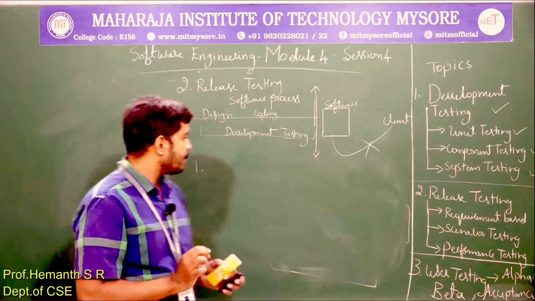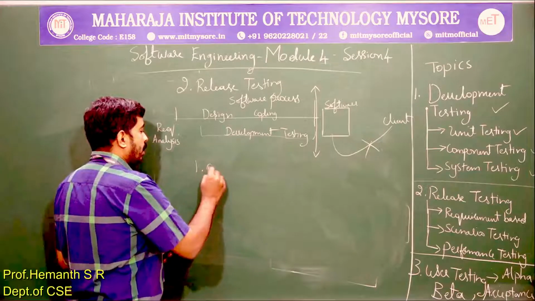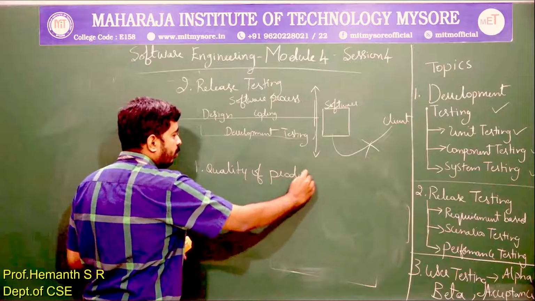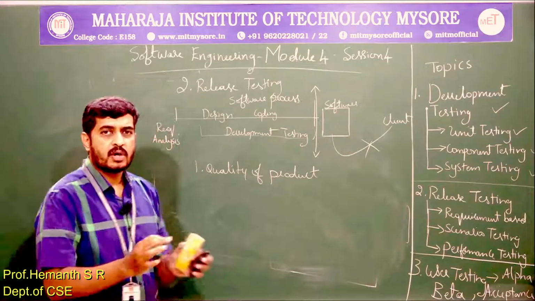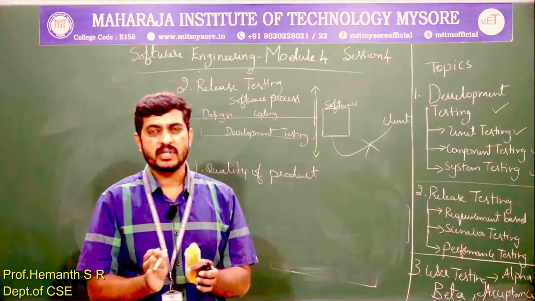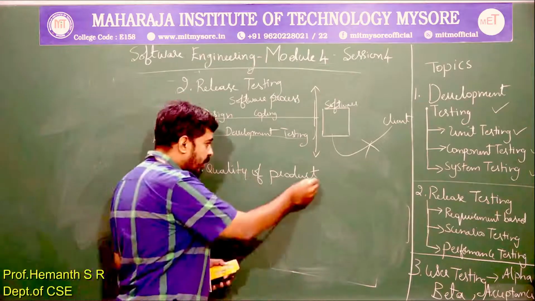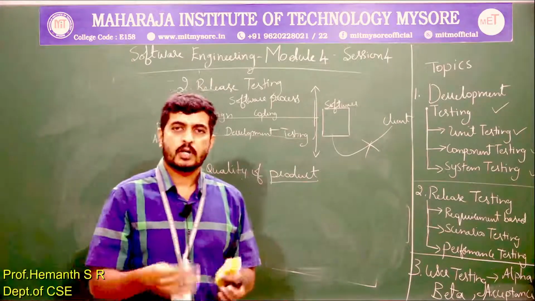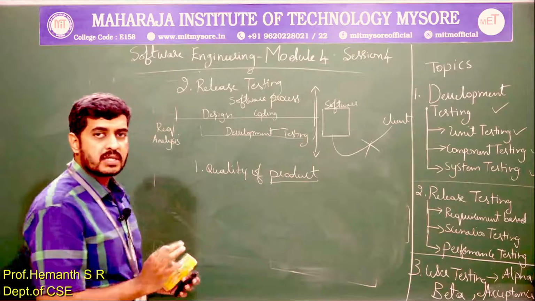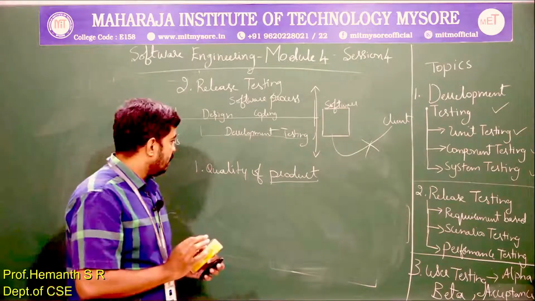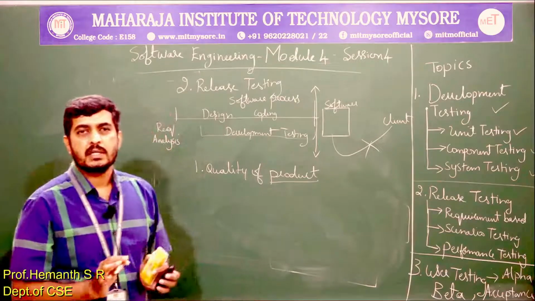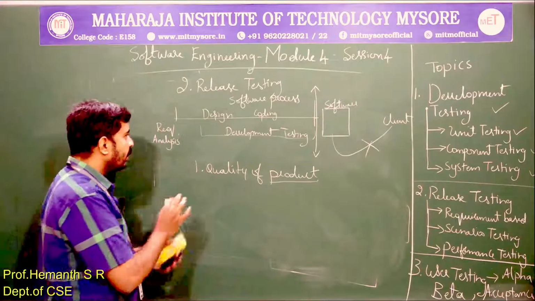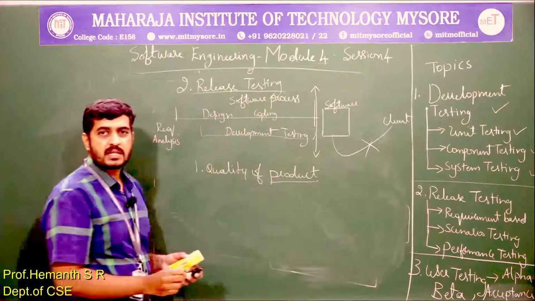The first thing is the quality of the product. Please understand, we are trying to see the software as a whole, not smaller individual units. That is what we have called a product. Is the quality of the software, the system or the product good? Is it acceptable? Is it following all the required standards? Is it convincing to the user? This will be verified in release testing.